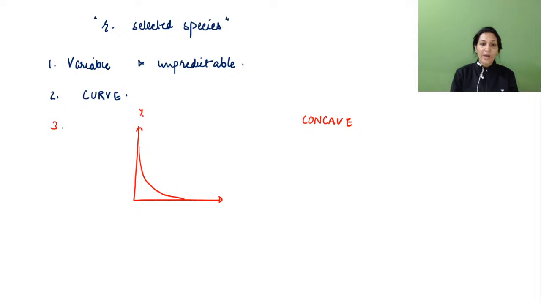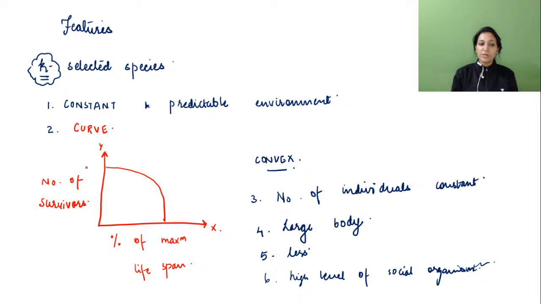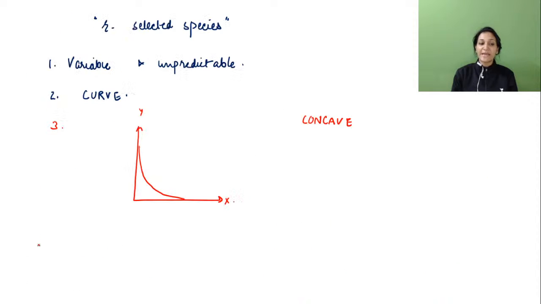Here also the y-axis and x-axis tell the same. The y-axis was telling us about the number of survivors, and the x-axis was telling about the percentage of maximum lifespan. So the same thing, I'll write once again: the number of survivors and percentage of maximum lifespan. So this is the curve for our R selected species.